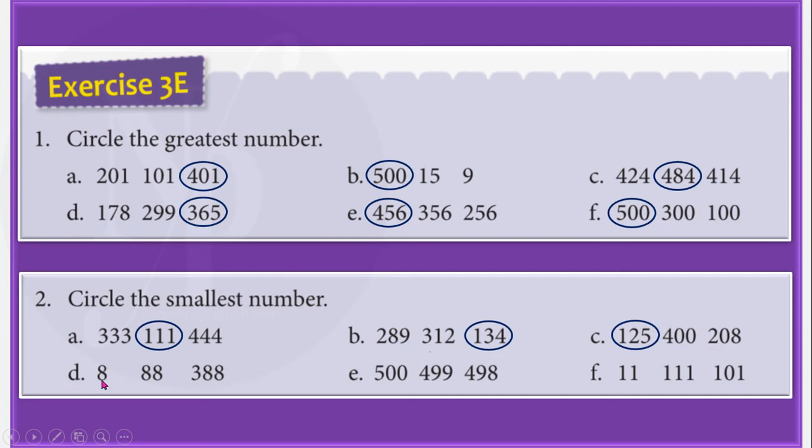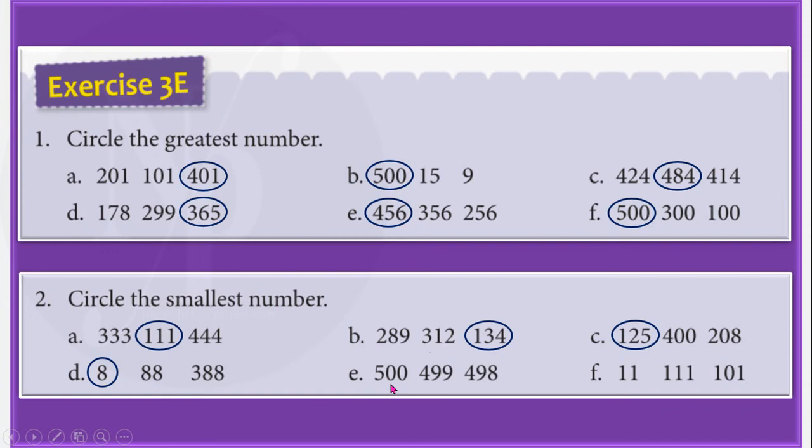Coming to D, we have 8, 88, 388. 8 is the smallest, being a single digit number. So 88 is a 2-digit number, 388 is a 3-digit number. Therefore the number with fewer number of digits is always less than the numbers with more number of digits.